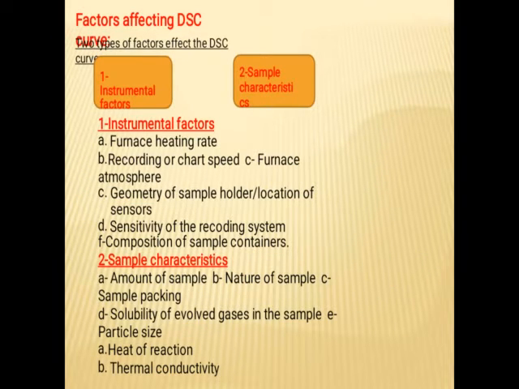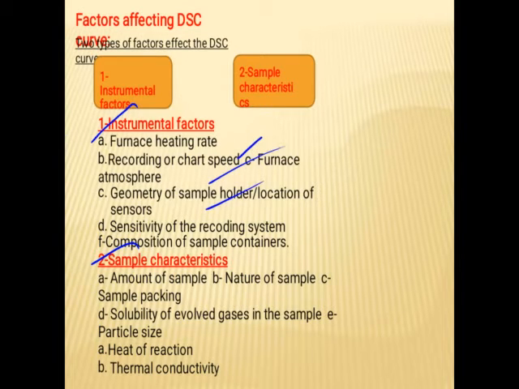Now the next part: what are the factors which affect differential scanning calorimetry? The first factor is the instrumental factor, the second one is the sample characteristics. In the instrumental factors, there is the furnace heating rate, how much we keep the heating rate for the furnace. Second, the recording or chart speed, and the furnace atmosphere.